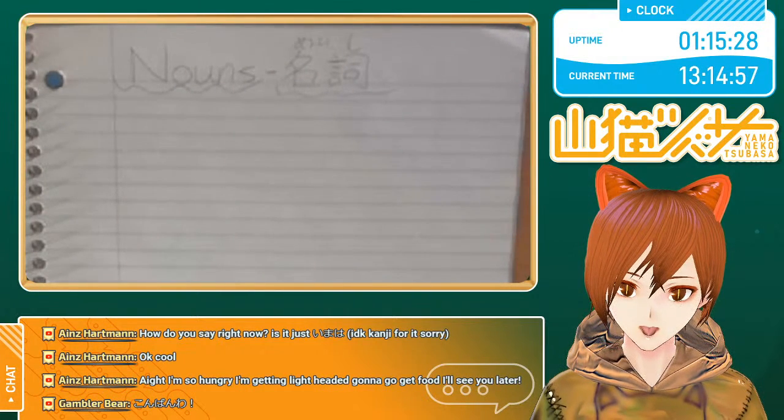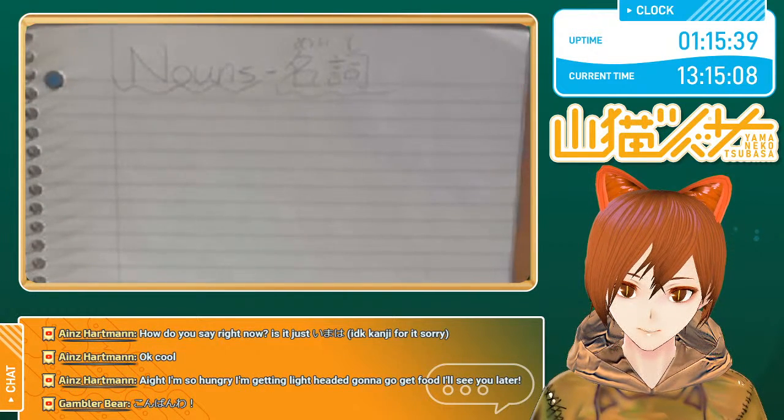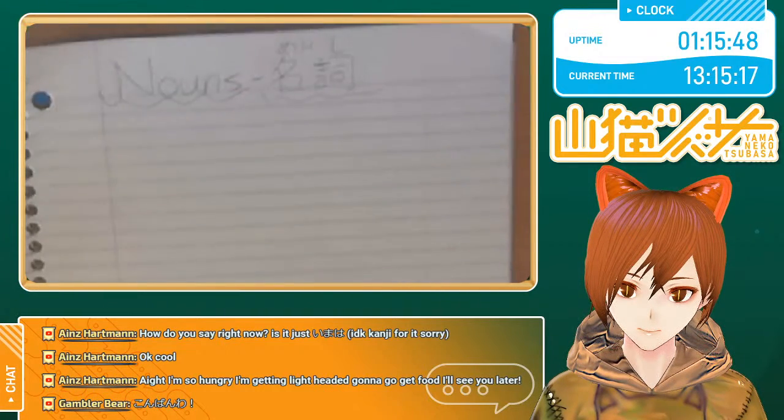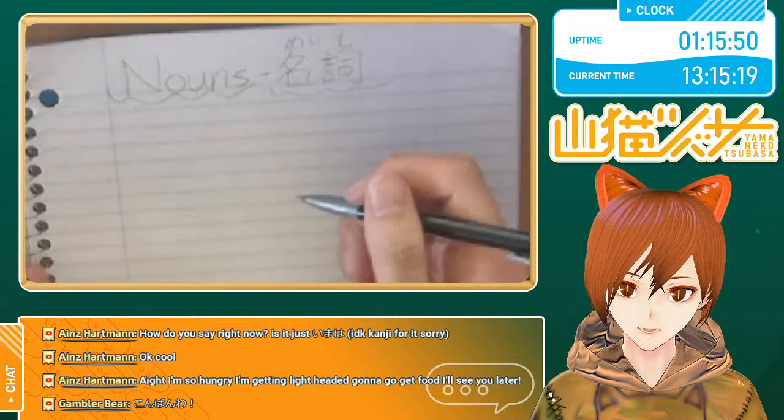Konbanwa, Gambler Bear. O genki desu ka? So I know about the tachi. Sensei gata, the teachers. Okay, but what I did know that is written here is that singular and plural distinctions are rarely marked, but there are plural markers. So let's get to know them, because there's a handful.